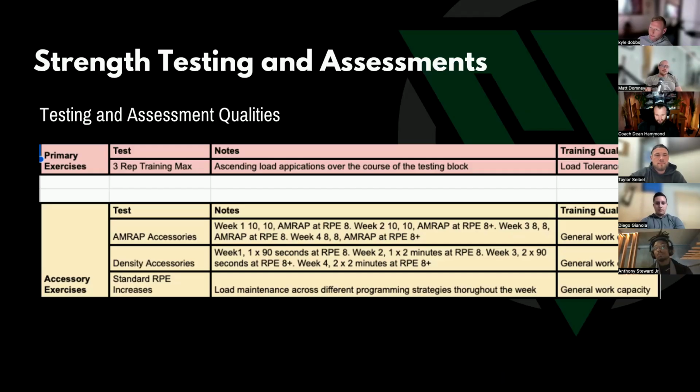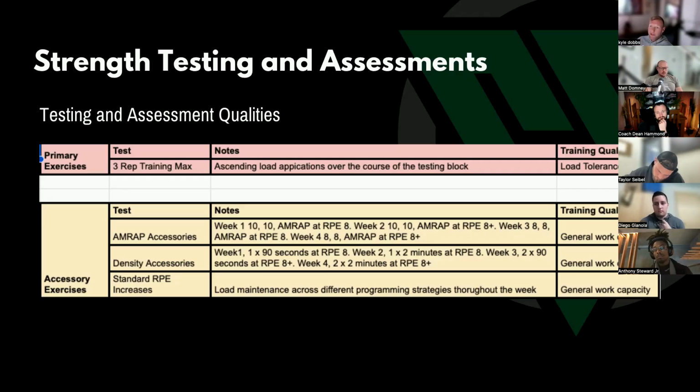Getting into accessory stuff, like I said, I do a lot of AMRAP stuff. You'll see weeks 1 and 2 is 10-10 AMRAPs with RPE 8 and RPE 8 plus. I'll do tempos on that too, where the first sets of controlled reps, the 2 sets of 10, I'll usually do with a 2-second eccentric or something. And the AMRAPs, I'll let somebody just hammer at 1-1 tempos, controlled, but I'm taking the eccentric out of it.